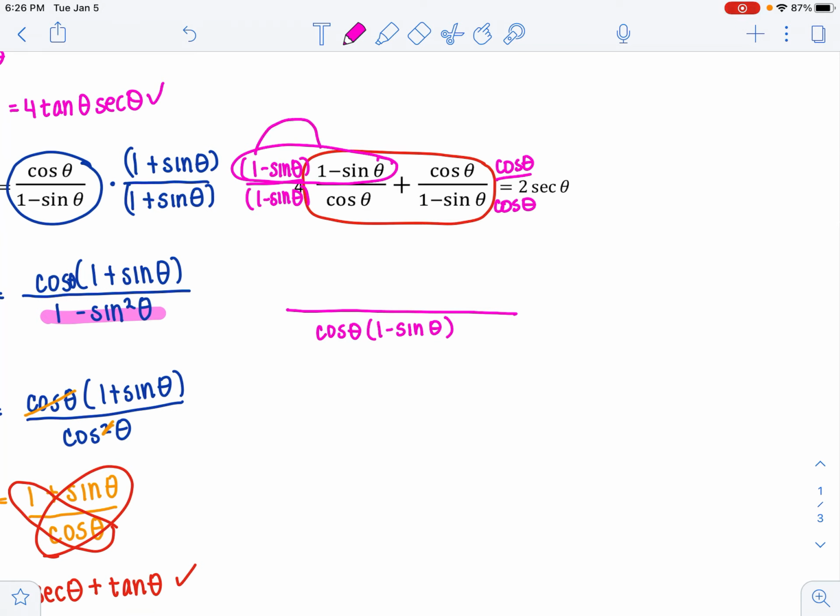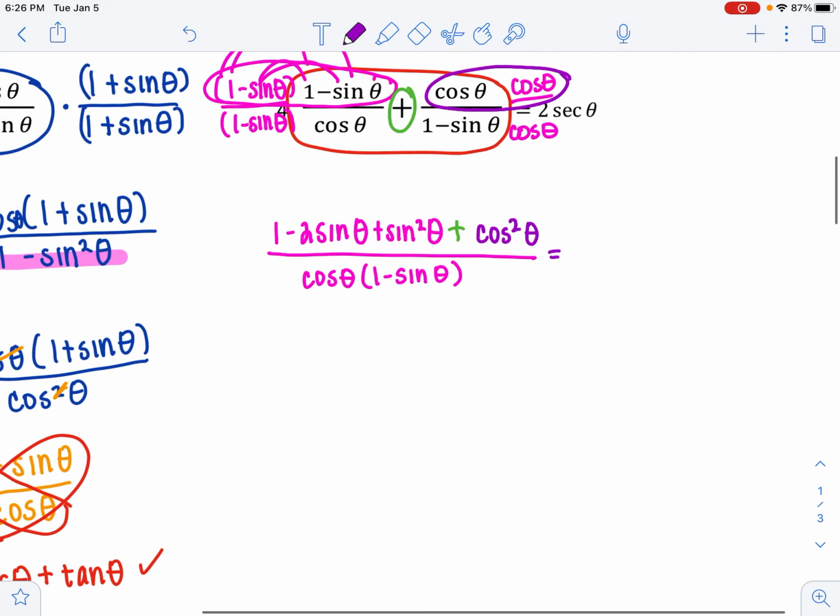All right, 1 times 1 is 1. Outer is negative sine, inner is negative sine, so that's minus 2 sine of theta. And then last times last, negative sine times negative sine is plus sine squared of theta. Okay. Then I have this plus sign, so it's not a minus sign, so I don't have to distribute, so I don't need the brackets. And then I'm going to multiply these 2. Cosine times cosine is cosine squared, so that was way easier.